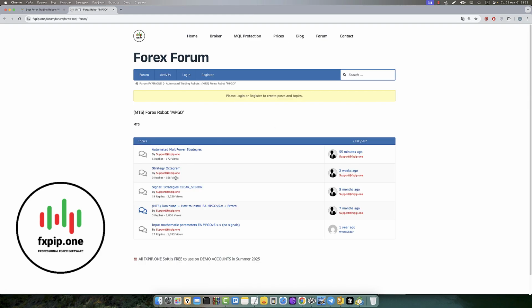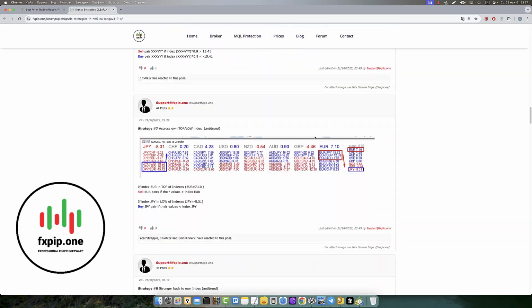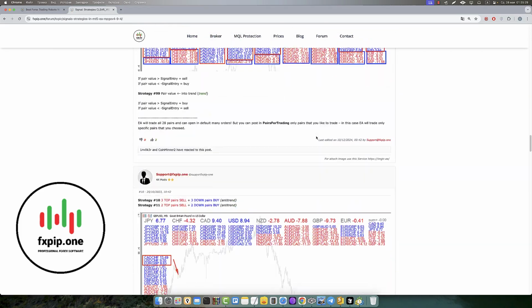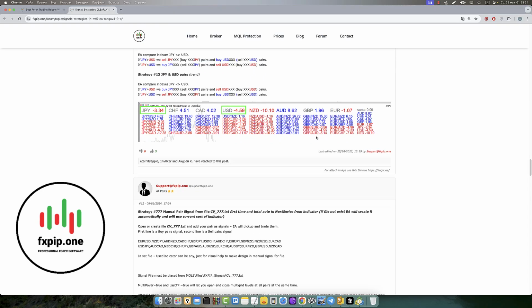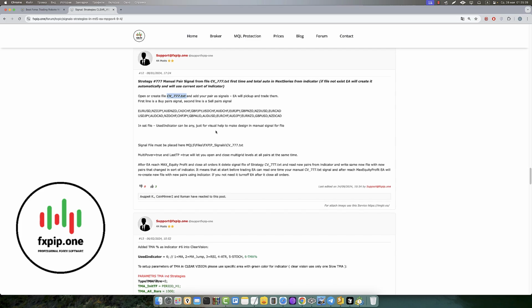We already have this in clear vision. We have strategy 777. Remember it? It also reads buy and sell pairs from a file. This file will be named like this. So I will modify this strategy tomorrow.